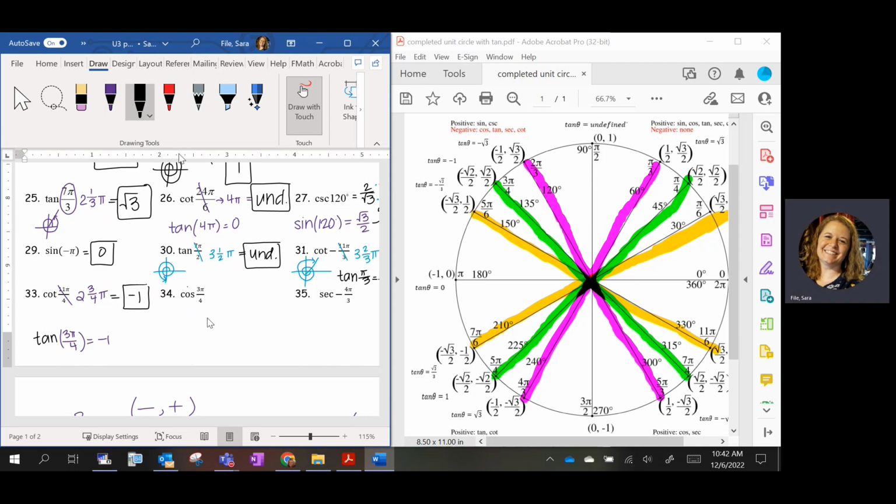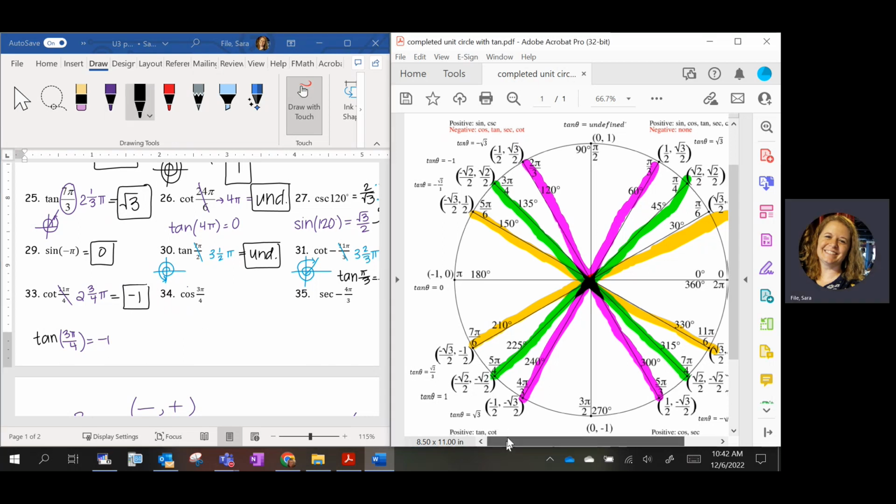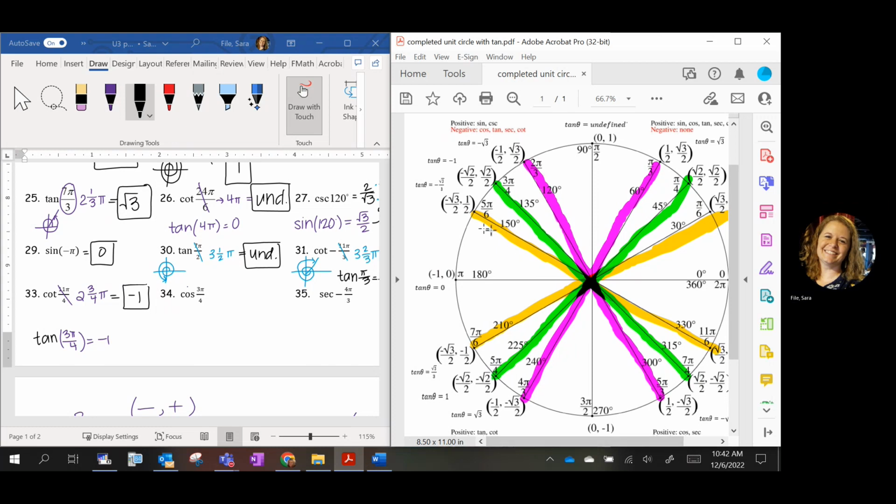All right, here's a nice straightforward one. Cosine at 3π/4. 3π/4, that's that same green terminal side there we were just at. What's cosine? -√2/2.